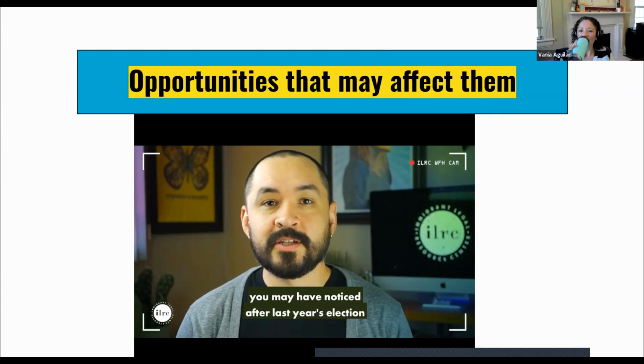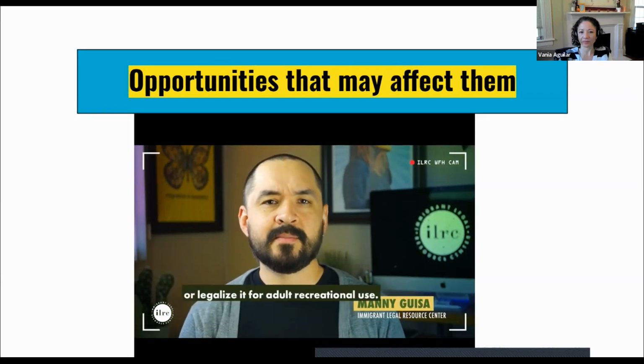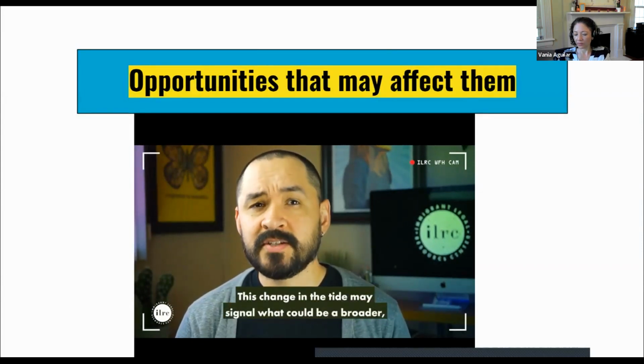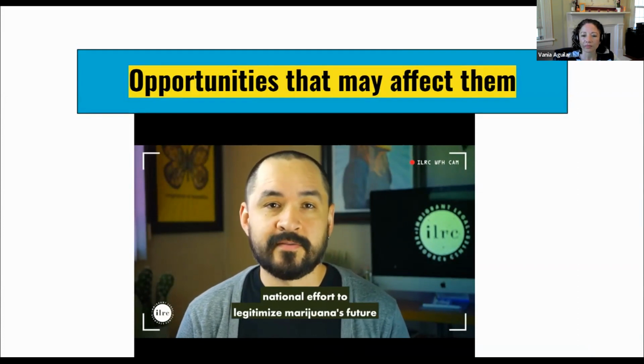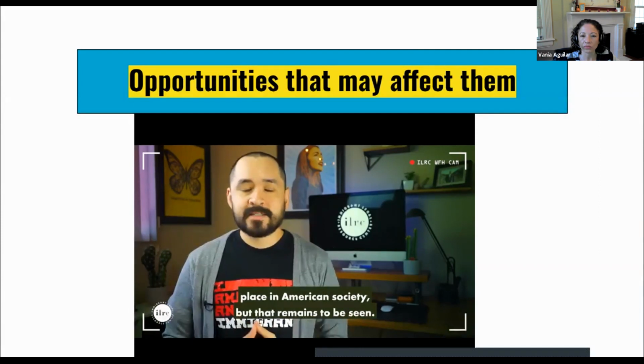One standout development you may have noticed after last year's election was how many states either moved to decriminalize cannabis or legalize it for adult recreational use. This change in the tide may signal what could be a broader national effort to legitimize marijuana's future place in American society, but that remains to be seen.